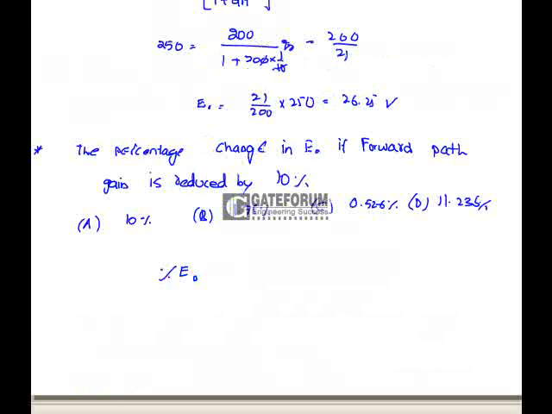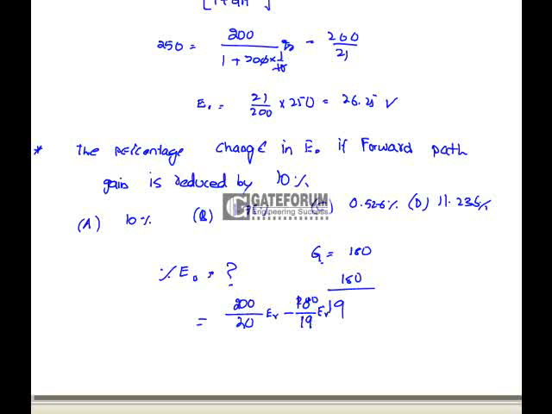Percentage change in E0 is equal to, here percentage change is this one, 200 divided by 20 ER minus 180 new ER, divided by 200 by 20, this is 21 ER. So if we calculate this one, into 100, we will get 0.526 percentage. That is option C is correct.